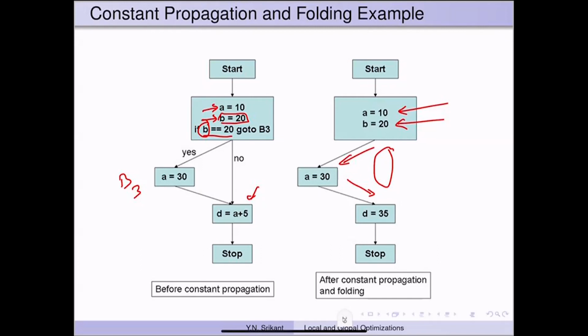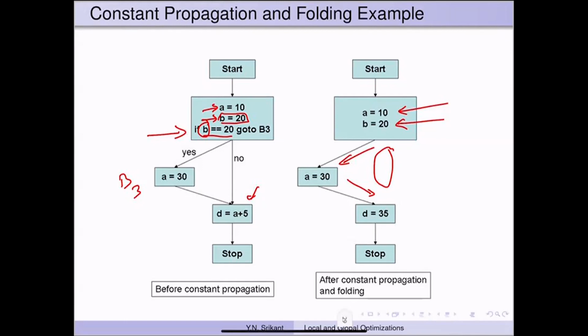But this is what happens everywhere. Whenever there is a constant expression possible in the if condition go to statement of the basic block, and if that constant expression can be evaluated at that time, then only one of the branches needs to be retained. The other branch can be ignored.